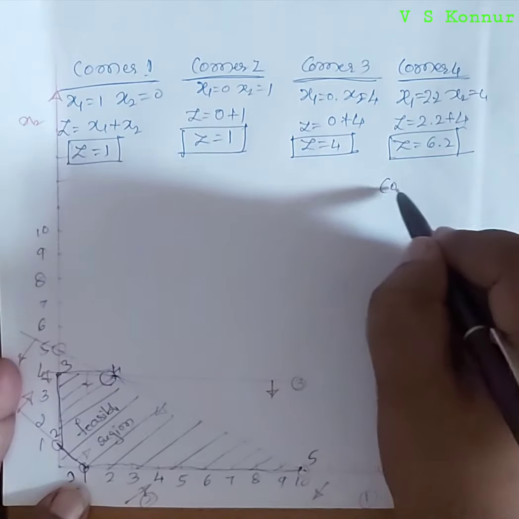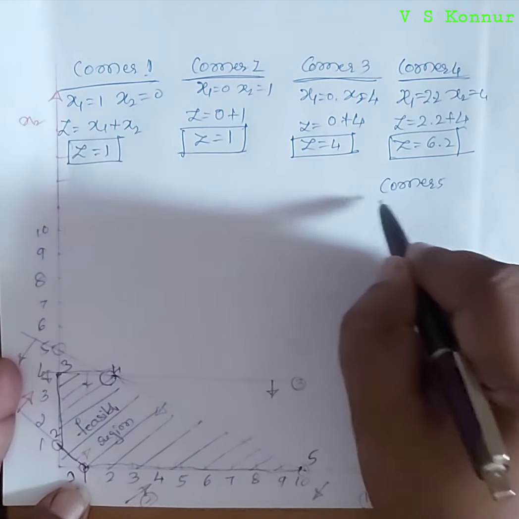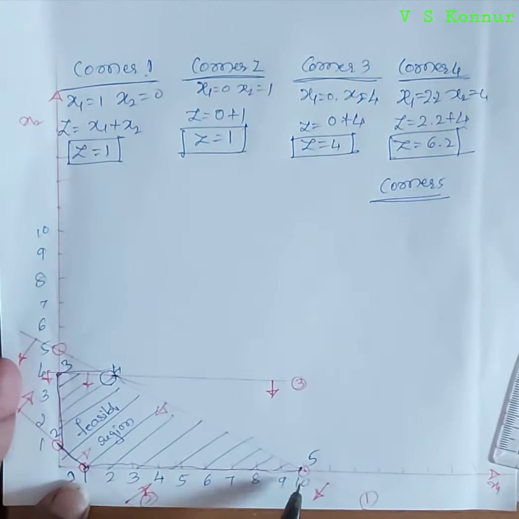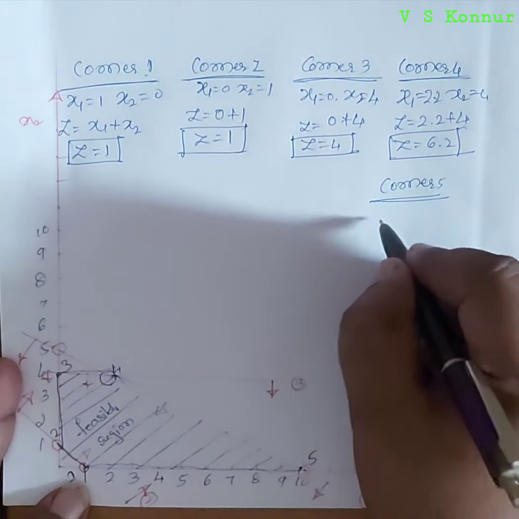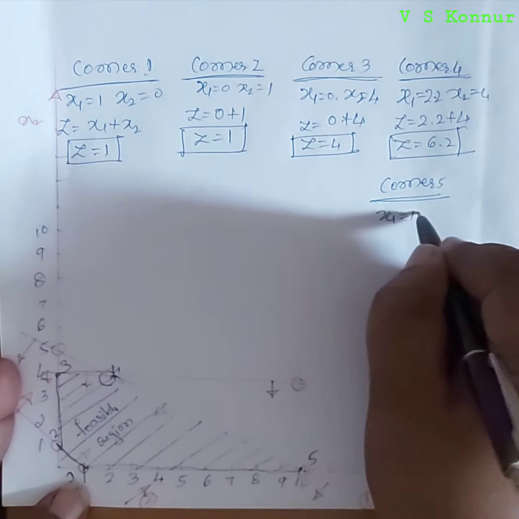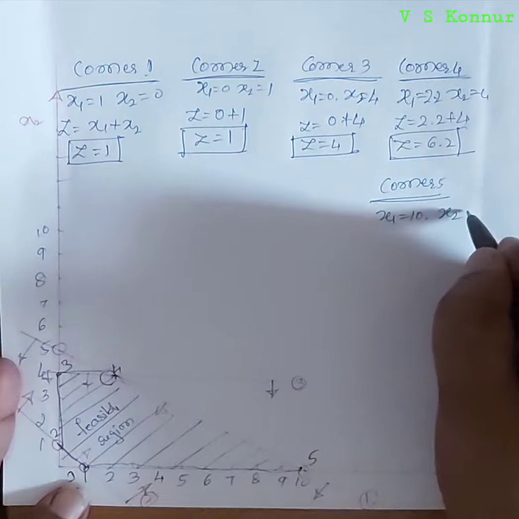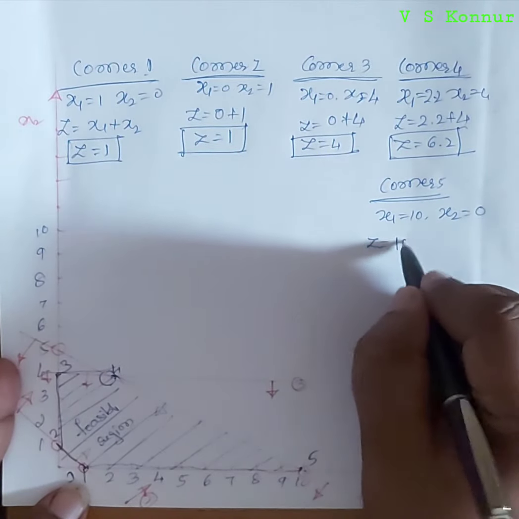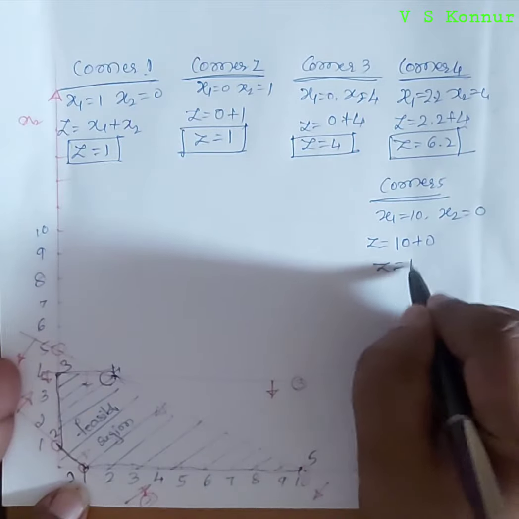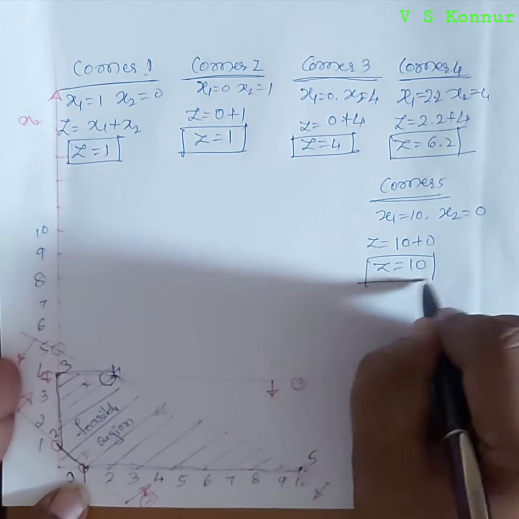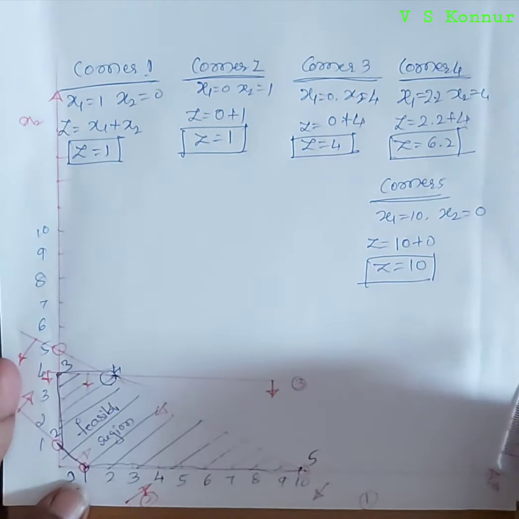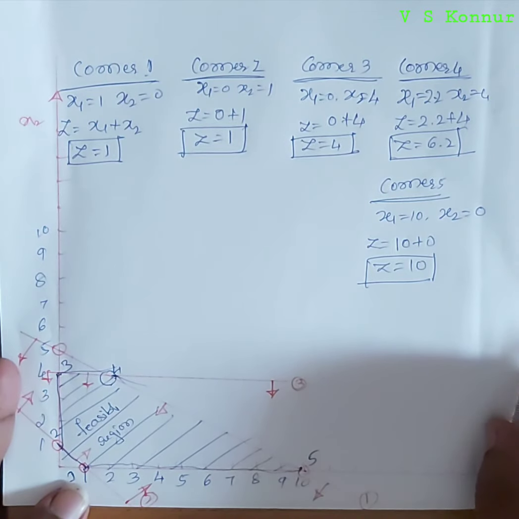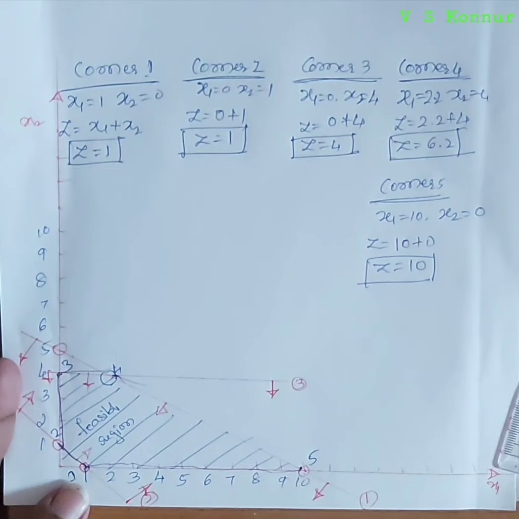Next we have corner 5. For this, x1 is equal to 10, x2 is equal to 0. So z is equal to 10 plus 0, z is equal to 10. This is the minimization of z, so we have to consider the minimum value.